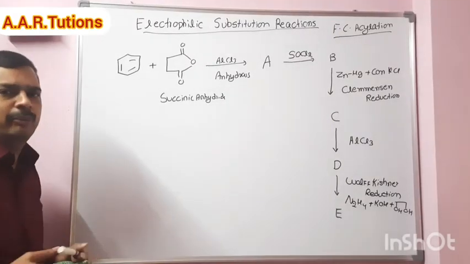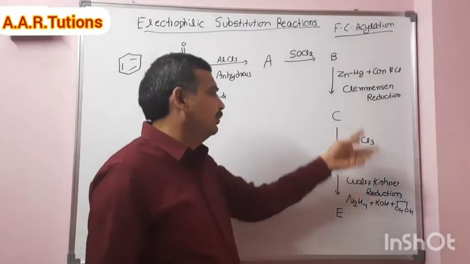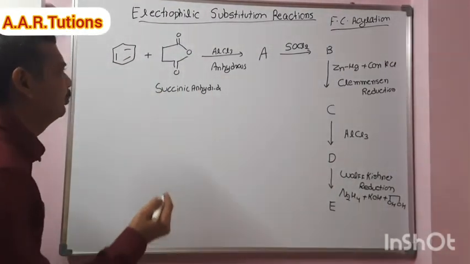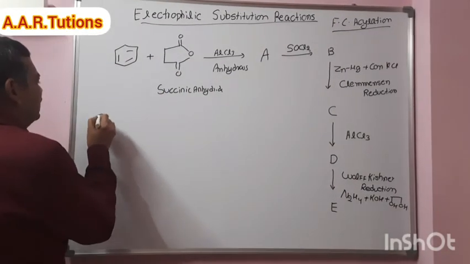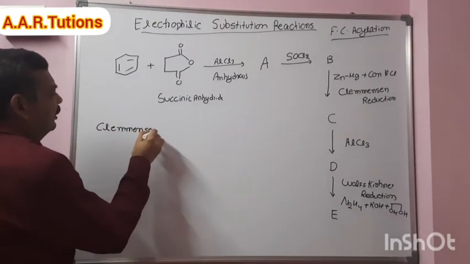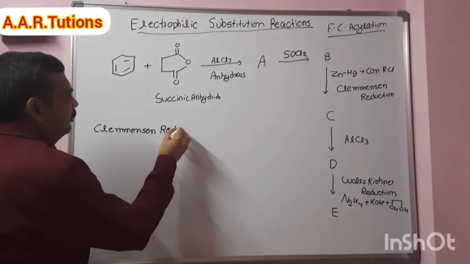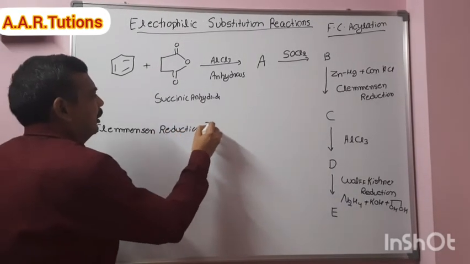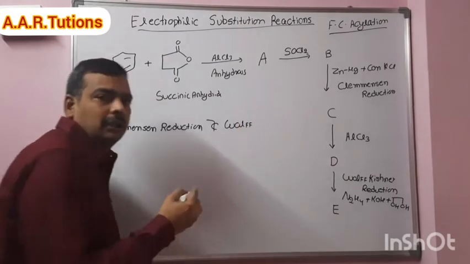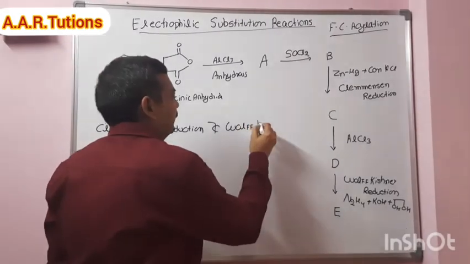Here, note one point. These two reagents, Clemmensen reduction and Wolff-Kishner reduction, are new to us. We'll write a few points. Clemmensen reduction and the Wolff-Kishner reduction: reagents are different, but the conversion is the same.